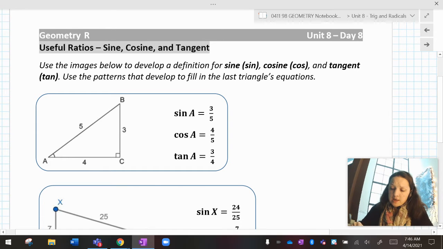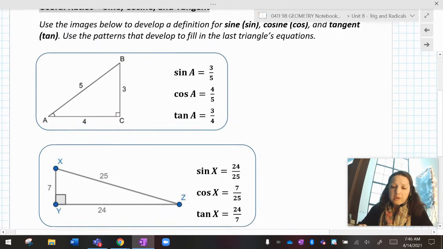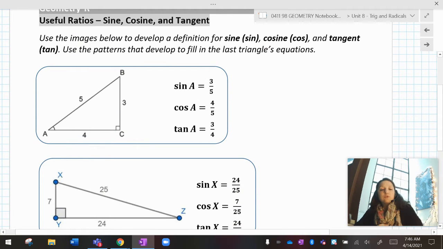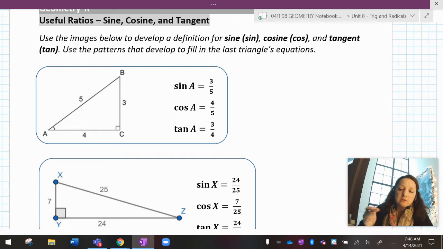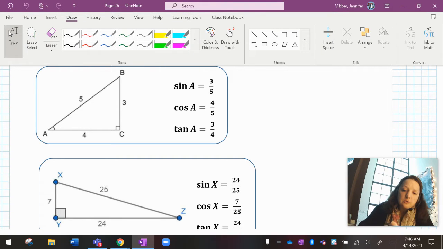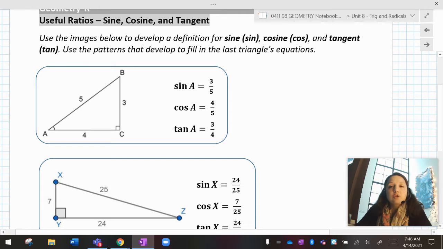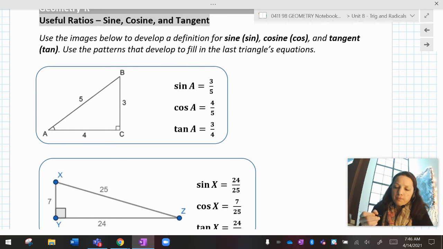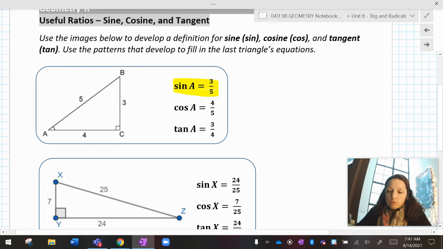So we are on day 8, which should be page 25 in your packet. What we're going to do first is look at this page and develop a definition. What I've done here is I've actually given you all the answers, and what I want to do is walk you through how to use what you know to figure out what you don't know. So this says sin A, which is pronounced sine A, equals 3 over 5. Okay, well, I notice that there's an A here, and that says 3 over 5, and those happen to be sides of the triangle. Okay, that's pretty cool.